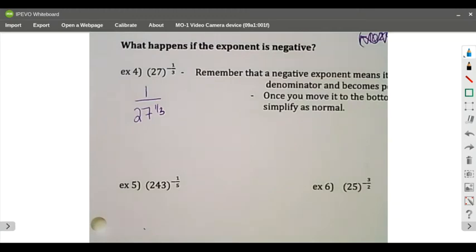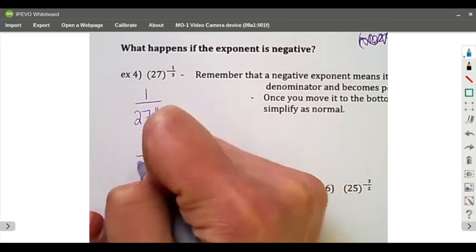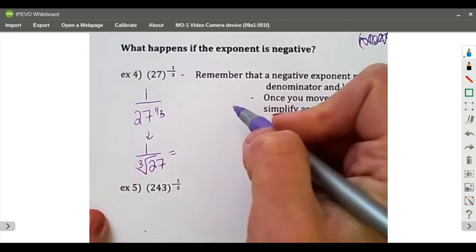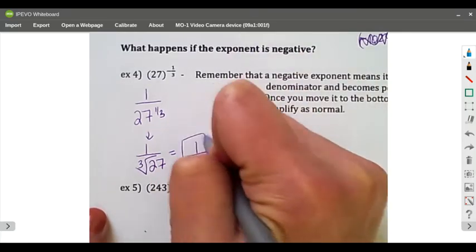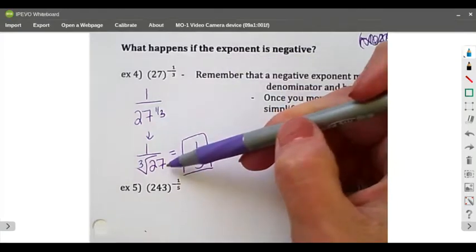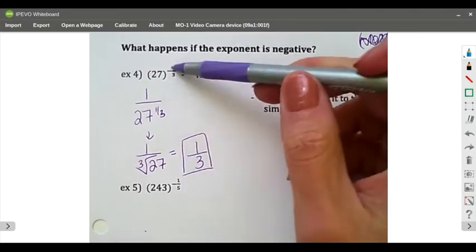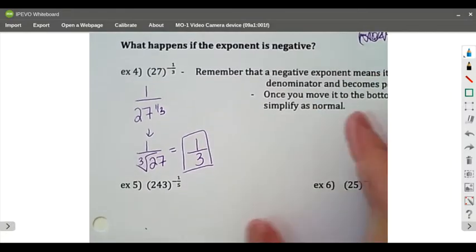Once it's down there, now we just simplify as normal, and we just have to remember that that 1 remains in the numerator. So this would turn into 1 over the cube root of 27. The cube root of 27 is 3, so this is just going to be 1 over 3. The mistake that a lot of you made on the homework from the other day was, say for this one, you just called it a regular 3. This is 1 over 3, because of that negative exponent, it's in the denominator now. Okay, so that's example 4.